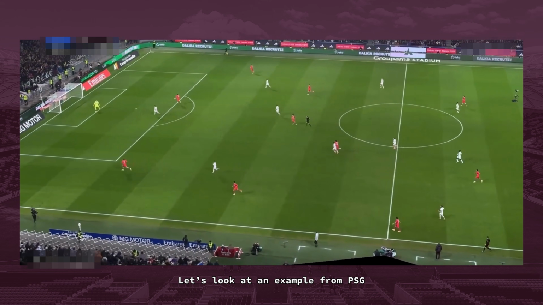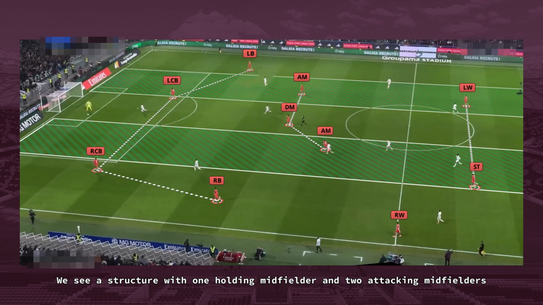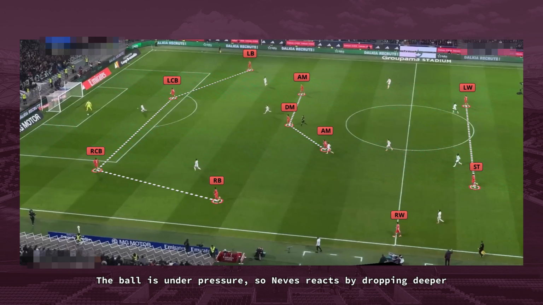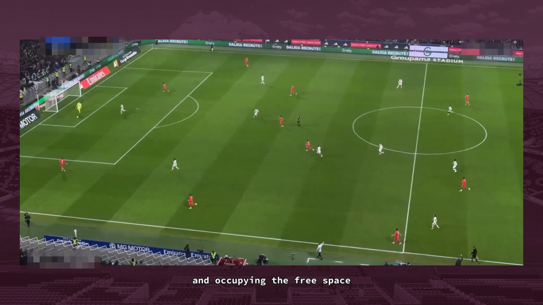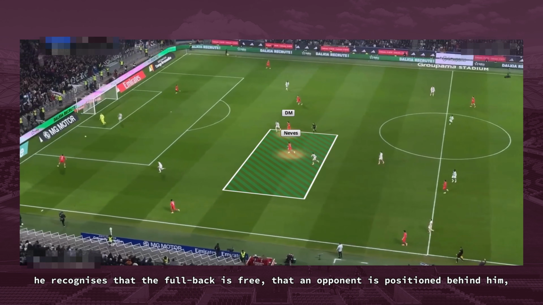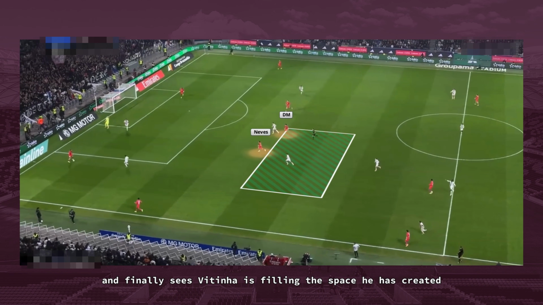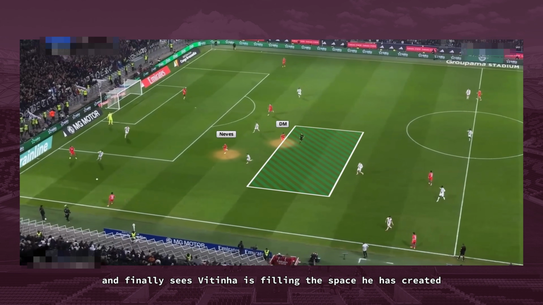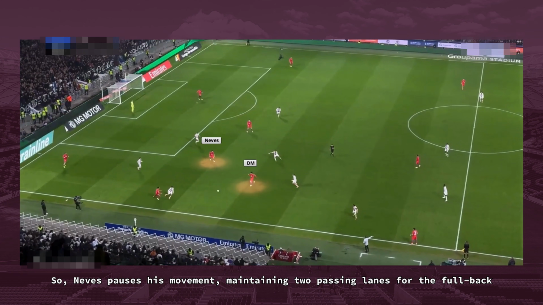Let's look at an example from PSG. We see a structure with 1 holding midfielder and 2 attacking midfielders. The ball is under pressure, so Navas reacts by dropping deeper and occupying the free space. Notice how often Navas checks his surroundings and reads the situation. He recognizes that the fullback is free, that an opponent is positioned behind him, and finally sees Vitinha is filling the space he has created. So Navas pauses his movement, maintaining 2 passing lanes for the fullback.